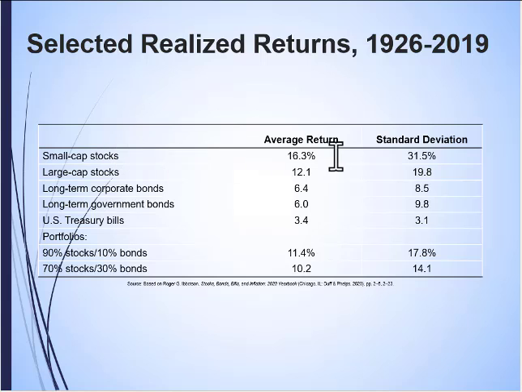Small cap stocks got 16.3%. Why is that? It's because small cap stocks are riskier than large cap stocks. And that's really part of the discussion in this particular chapter. Let's move on, and in a later part of the video, we'll talk about portfolios. So we have 90% stocks, 10% bonds. You're around 11% return, 17% is the risk. 70% stocks, 30% bonds, 10.2% return, 14.1% risk. Again, we're going to explore this relationship and how these things work.